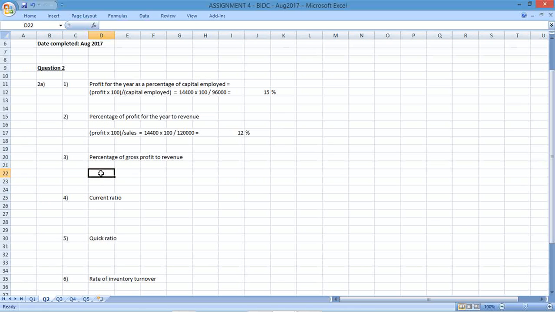The next equation is percentage of gross profit to revenue. So now we've got gross profit as the numerator and revenue as our denominator. I'm just going to change this to gross profit. The gross profit, let's have a look at our information, is revenue minus cost of sales. That gives us 50,000. So 50,000 times 100 divided by the sales, which doesn't change, which is still 120,000, gives us an answer for the gross profit as a percentage.